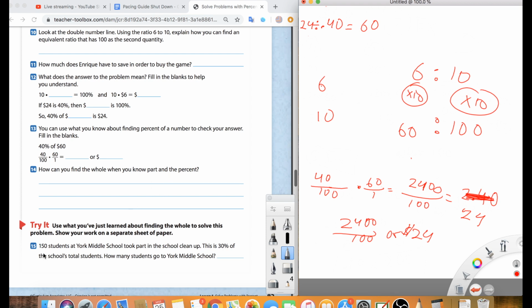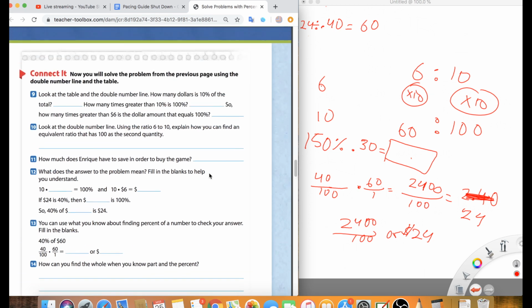Now, number 15 says 150 students at York Middle School took part in the school cleanup. This is 30% of the school's total students. How many students go to the school if 30% is only 150? For this one, you're going to have to do 150 divided by the percentage. Once you do this, you're going to get a number that's greater than 150. But that number is going to be the total number of students that go to the school.